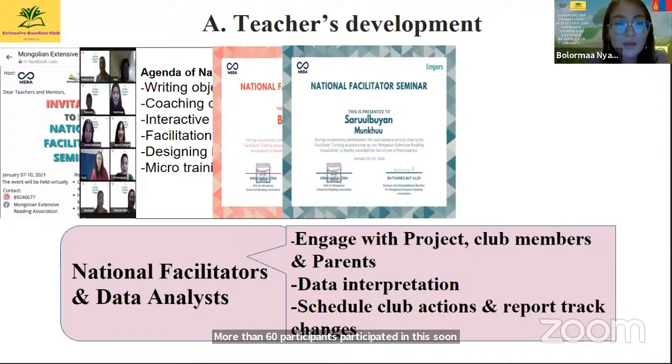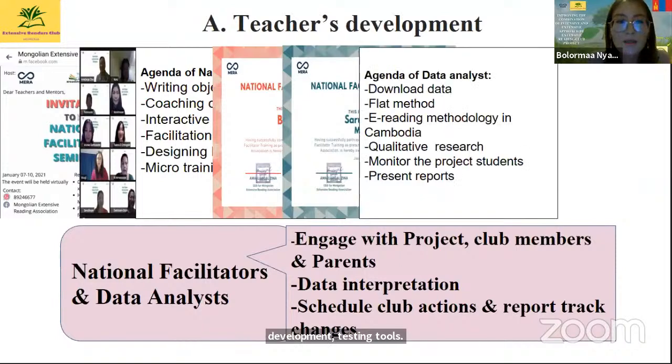On the screen, you can see the invitation that was sent to the teachers, and also a picture taken during the seminar with the agenda. At the end of this 4-day training course, 2 different kinds of certificates were sent to all participants. The seminar was followed by a second training on project paper development with assessment tools. The second training title was Data Analyst, and this time the training equipped the participants as reviewers, monitoring persons, and checking change tracks.